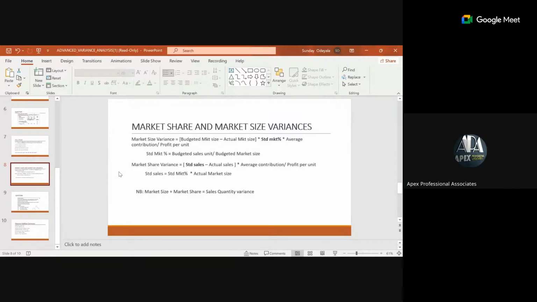Now, the second one is just an extension of the first one. Now, this one is the market share variance. Now, out of 1,000 people that came, how many people were you able to sell to? Now, the share variance is just the simple formula: standard sales minus actual sales times your average contribution per unit. Now, what the standard sales is saying is that since your market size has changed, the number of units you are expected to sell has changed.